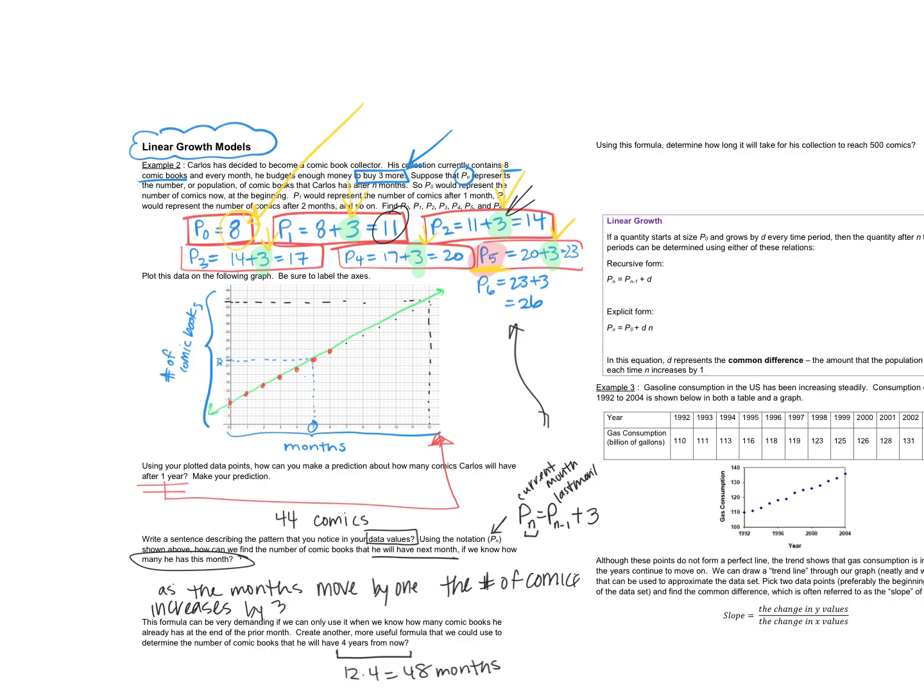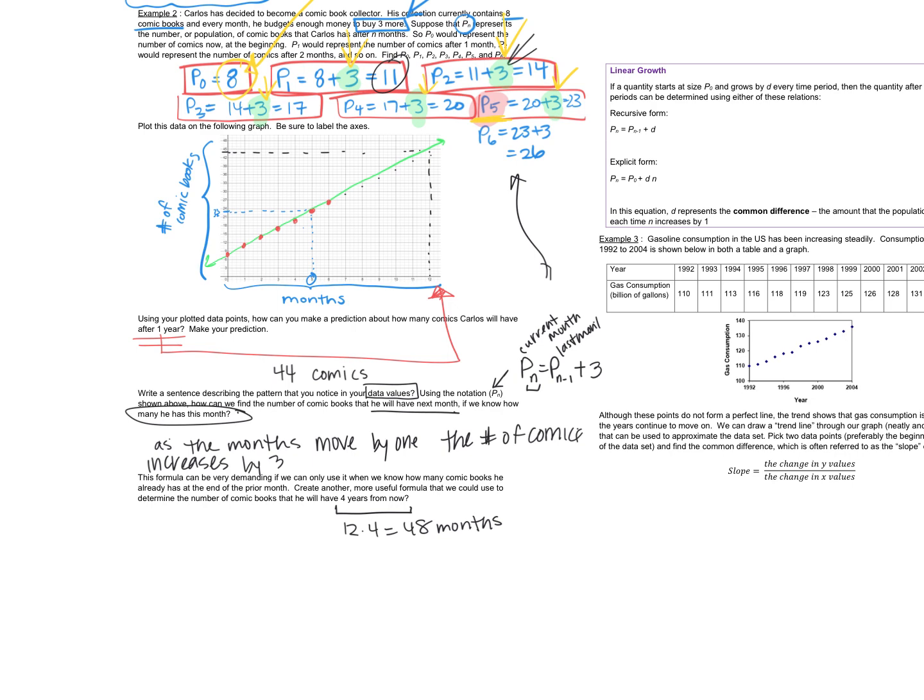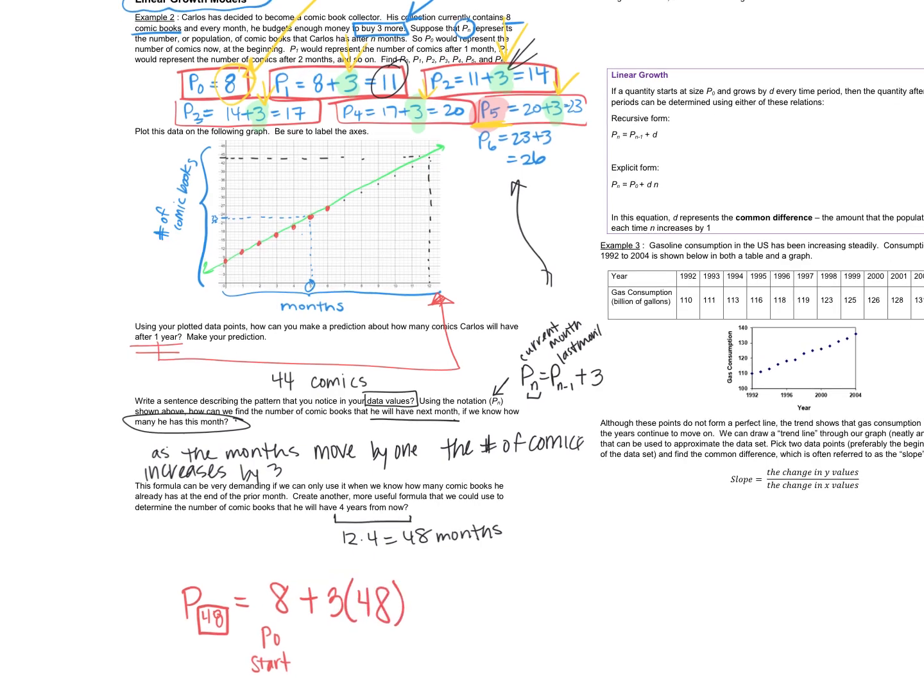And so if we keep that in mind, if we want to find P48, then what we could do is know that starting value, which was 8, so this is P naught, our start, and add a whole bunch of those 3s. And so the number of 3s really matches up with what month we're on. So we're going to add 48 of those 3s. So let's double check on that.